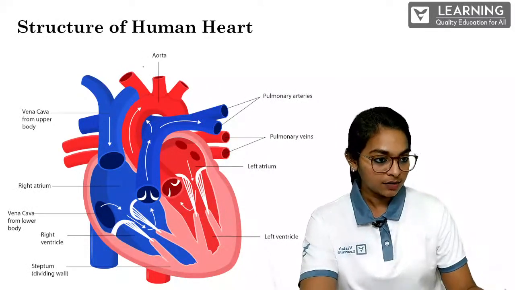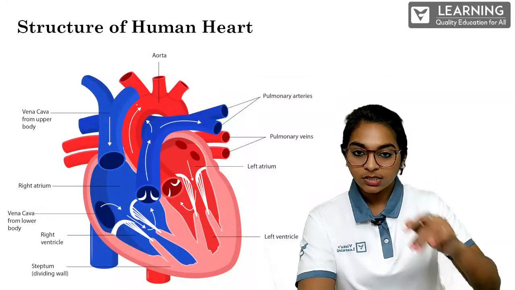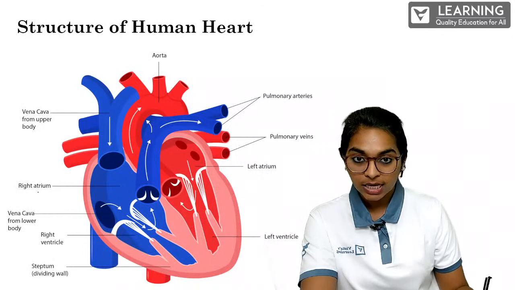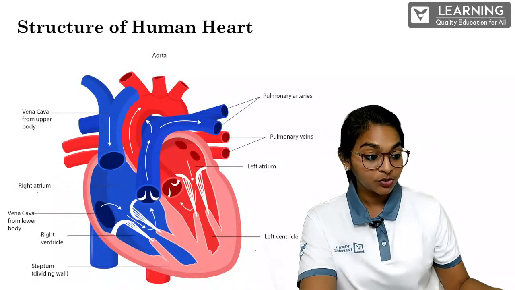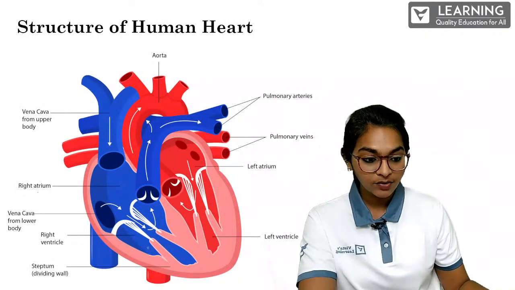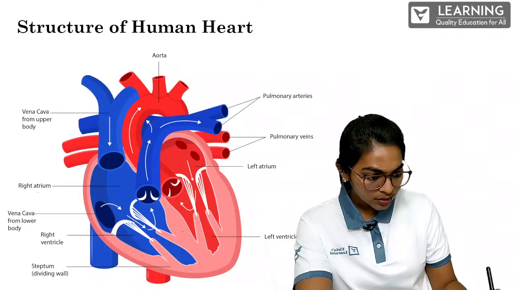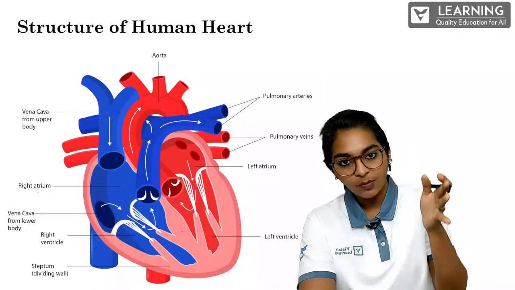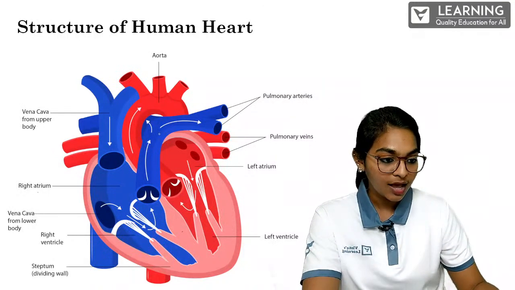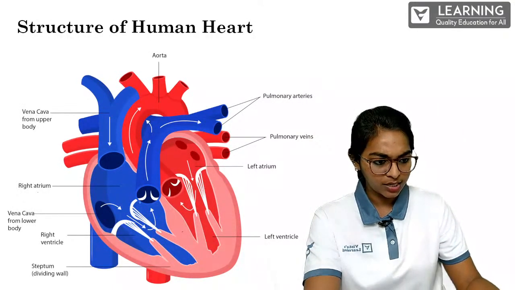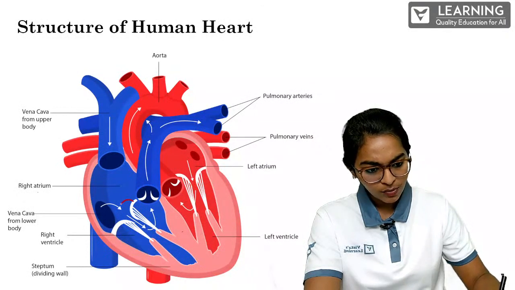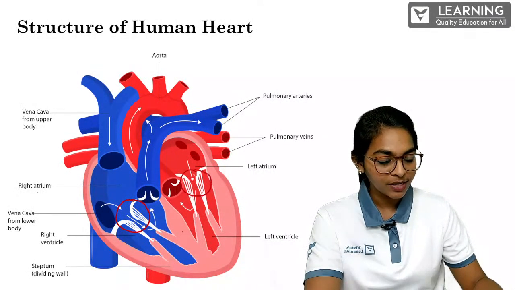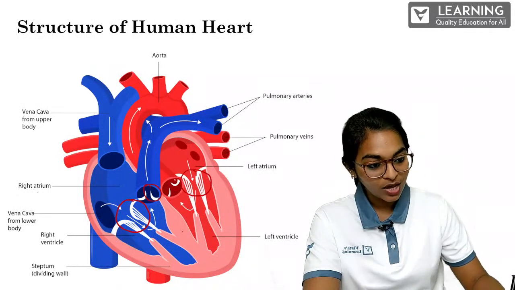So what is happening? This is a normal structure of a heart. When you look at the structure of a heart, you have the atrium, right and left, and the ventricle, right and left. Then we have a wall called the septum, which divides the auricles and also the ventricles. Then you have a lot of valves connected here. A major valve here is the tricuspid valve, and here we have the bicuspid valve. Even here you have valves.